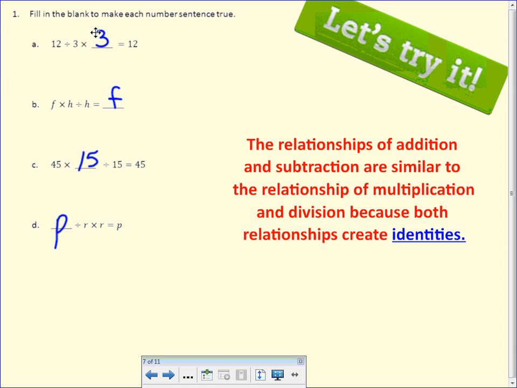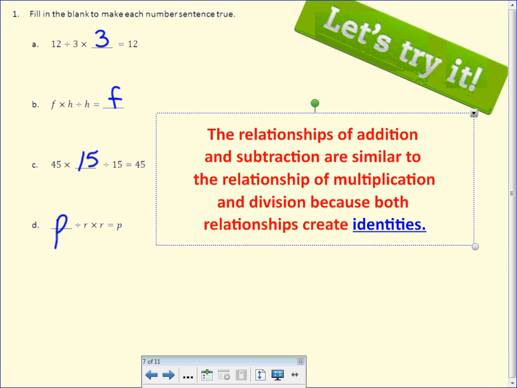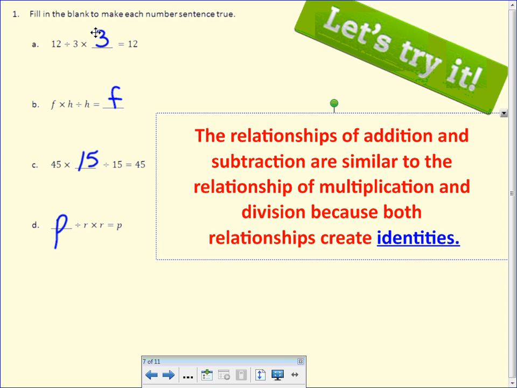Here's the final sentence I want you to copy into your notes. The relationships of addition and subtraction, which we did on Friday, are similar to the relationship of multiplication and division, which we worked on today, because both relationships create identities.